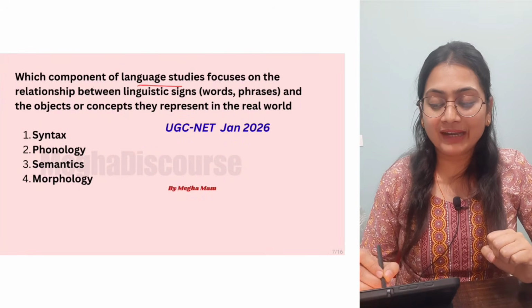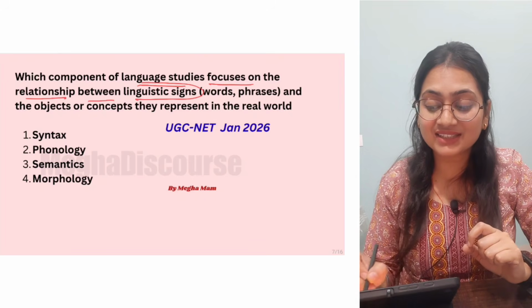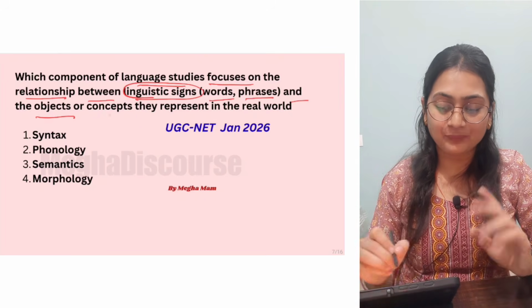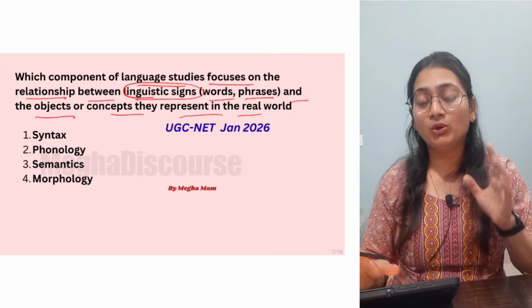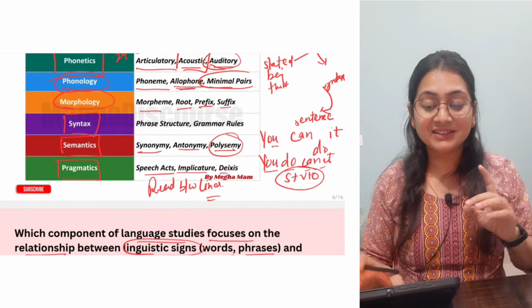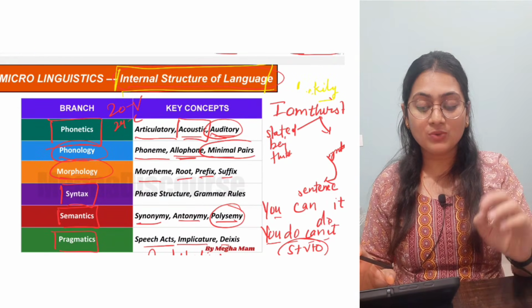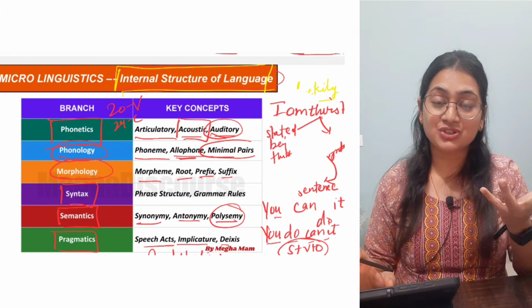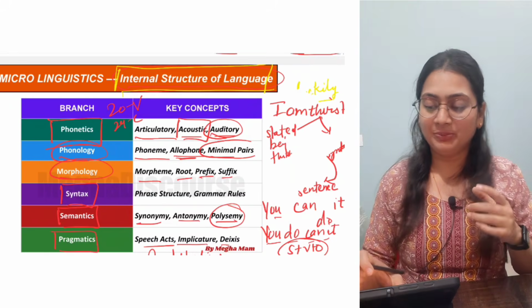Which component of language studies focuses on the relationship between linguistic signs, like words and phrases, and the objects and concepts they represent in the real world? Now, I have told you very well that phonetics means study of sound, phonology means study of minimal pairs of sound, morphology means word formation, syntax means phrase structure, semantics means study of meaning, pragmatics means speech act.